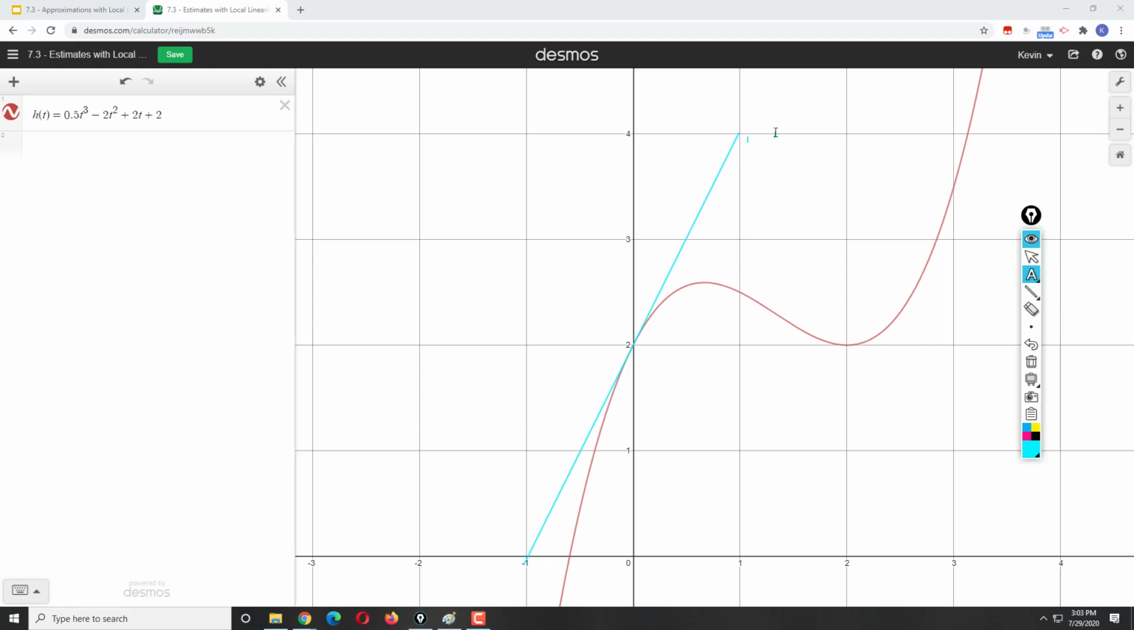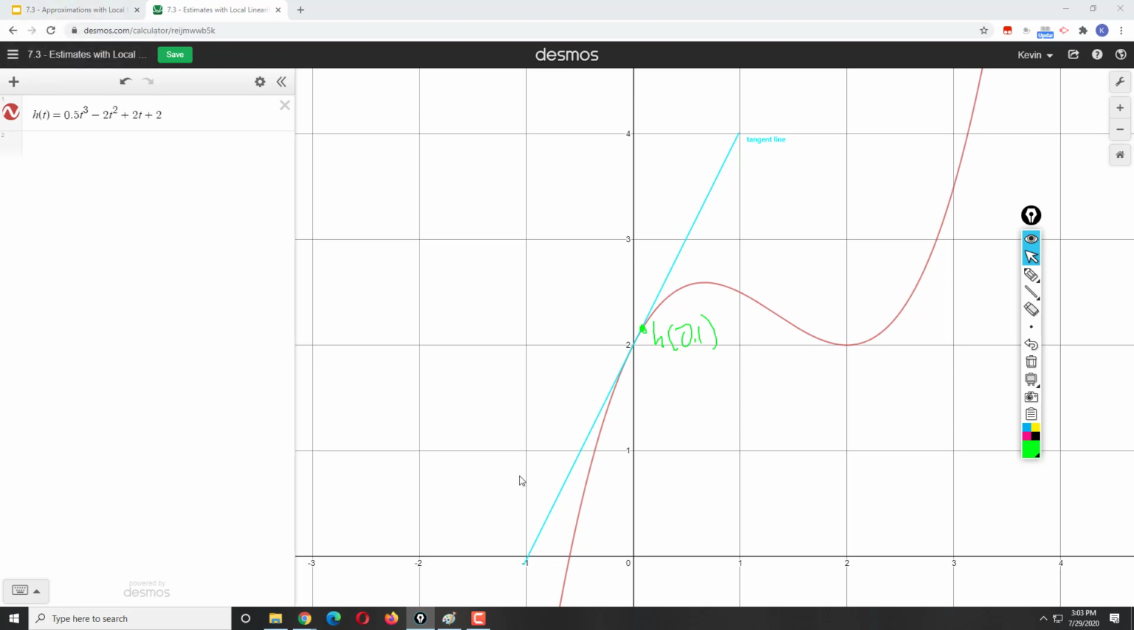So this is the tangent line. All right. Using this tangent line, we can estimate this point, which is h of 0.1, because we can use the equation of this line. So to figure out the equation of this line, we're going to use point slope form.